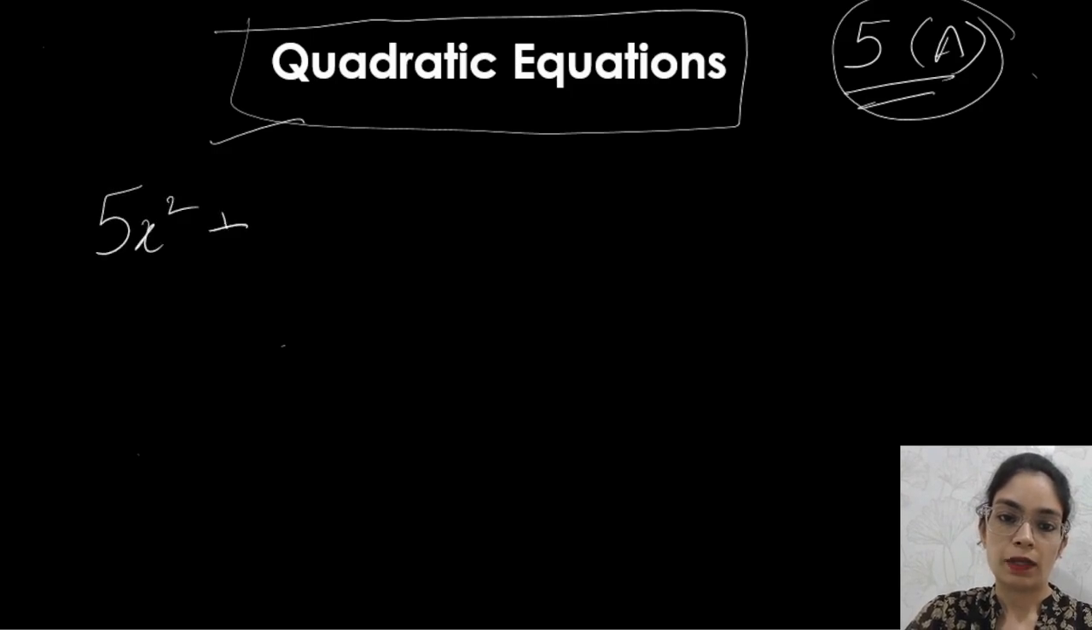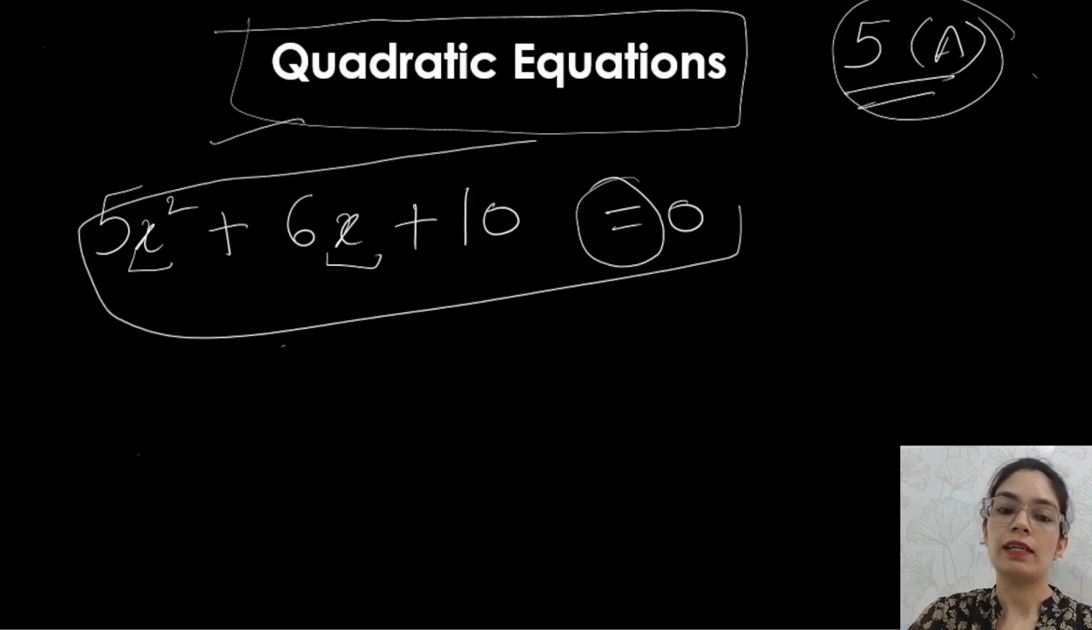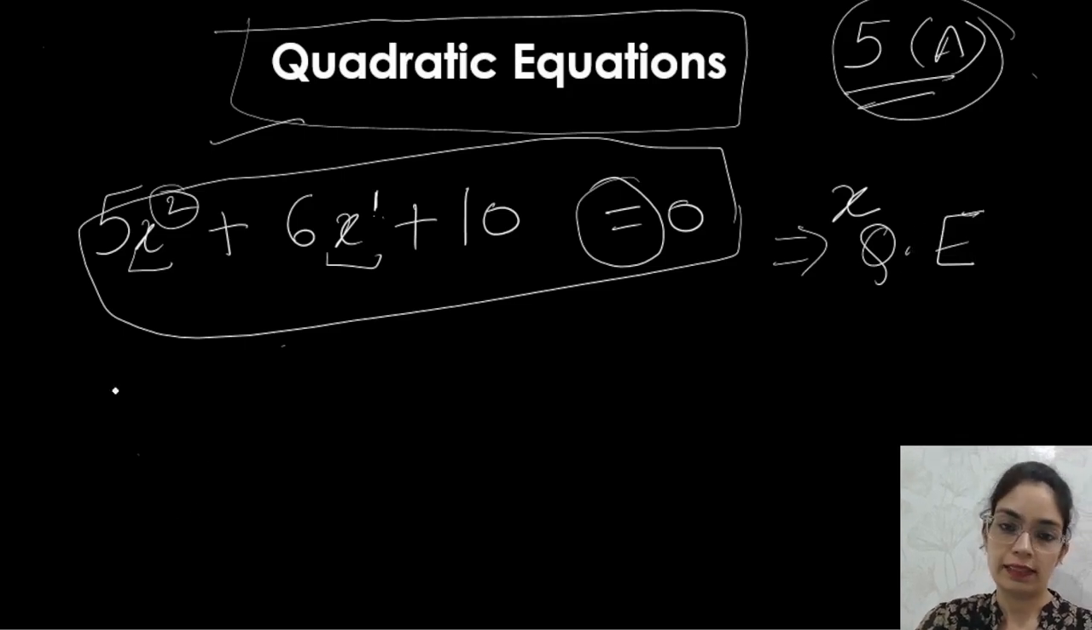5x square plus 6x plus 10 equals 0. I've taken one example, and in this example I have used the variable x. Variable means any English alphabet which we write in the equation. This sign of equality means the expression I have written is an equation. In this equation the variable x is there, and the highest degree of this variable is 2. I have a term in which the variable has degree 1 and also a term with degree 2, but the highest degree is 2, which makes this equation a quadratic equation.